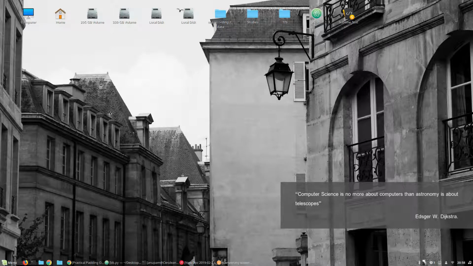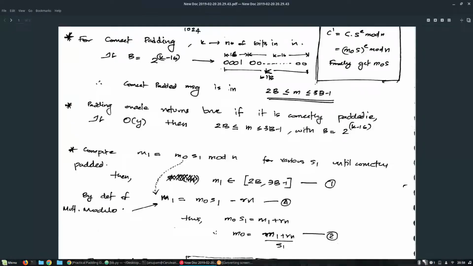Welcome to the demonstration of the Bleichenbacher attack. So here we are going to demonstrate the Bleichenbacher attack. First we study the mathematics behind the attack and then get on with writing a Python code which will in fact simulate the attack. So let's get started.